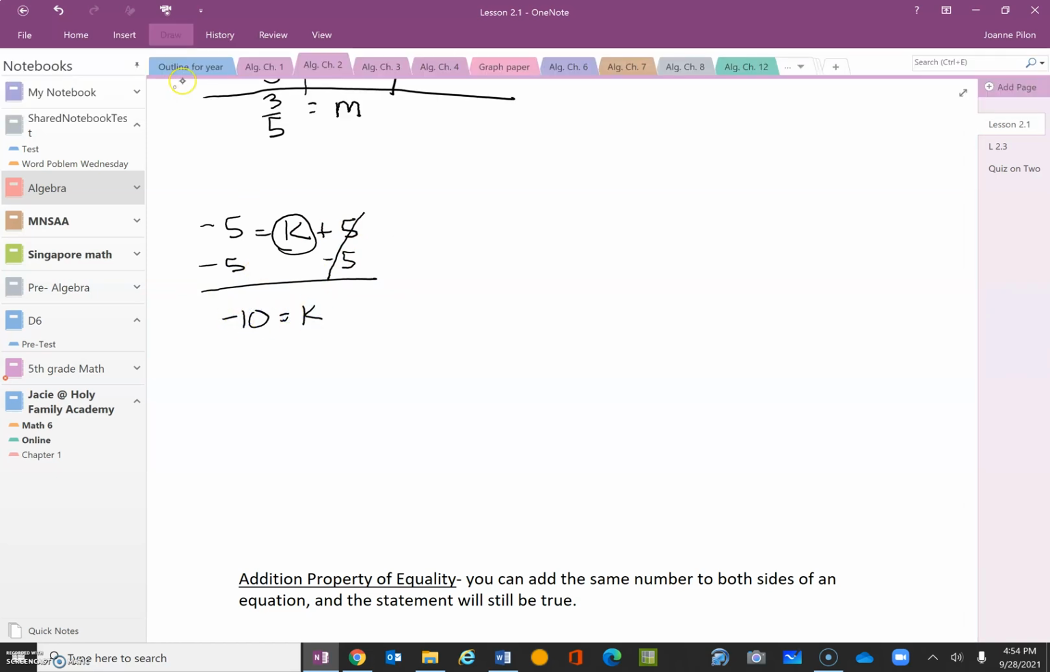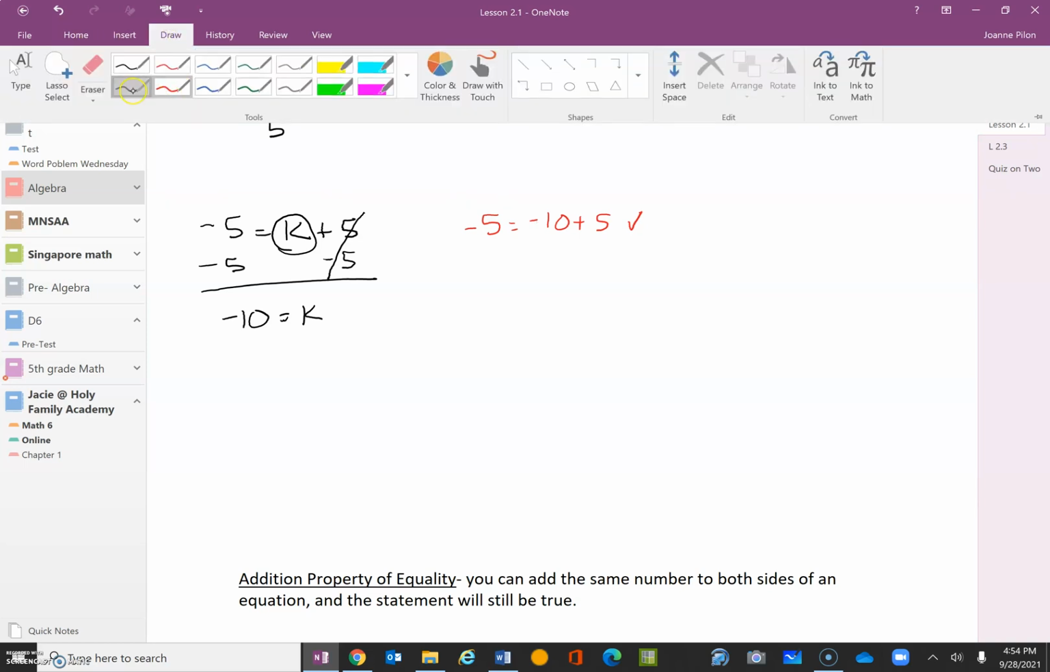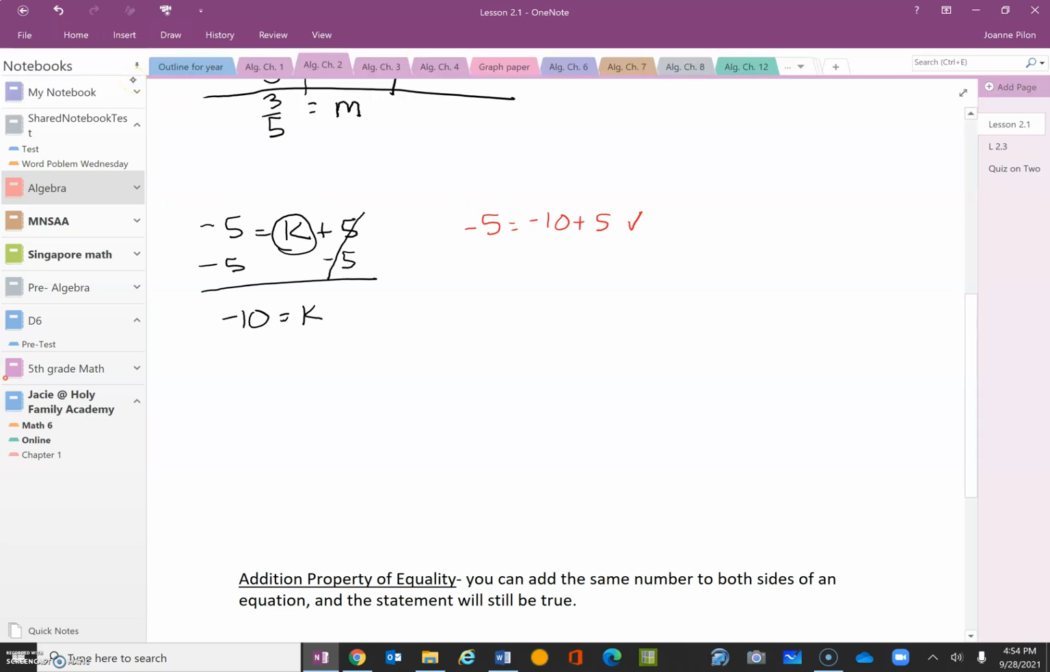Again, I can't tell you enough how it takes really no time to go -5 equals -10 plus 5. And yes, that works. If you spent $10 and you had 5, you're still down 5. So again, it's doing the opposite of what needs to be done there.